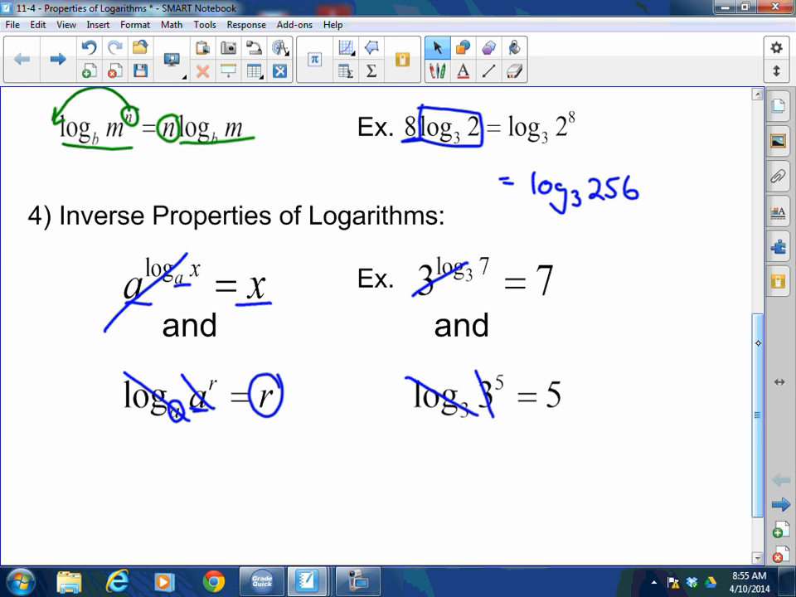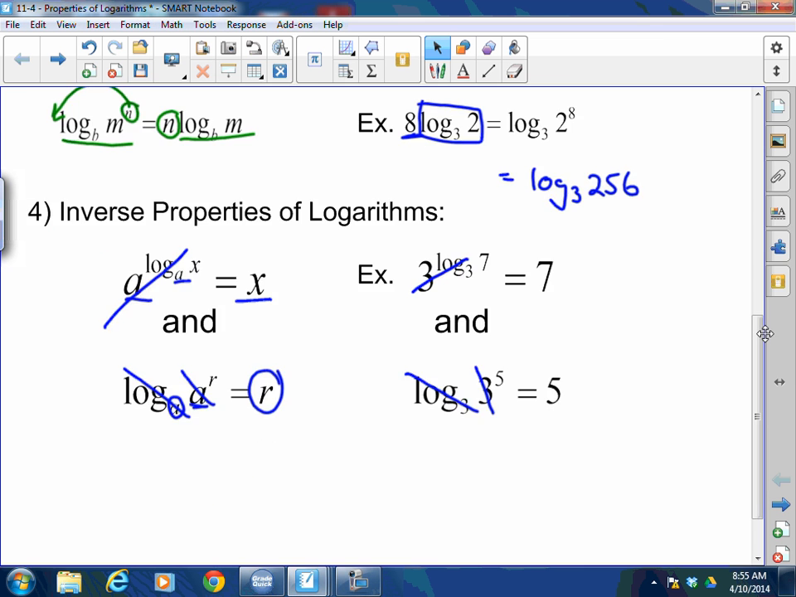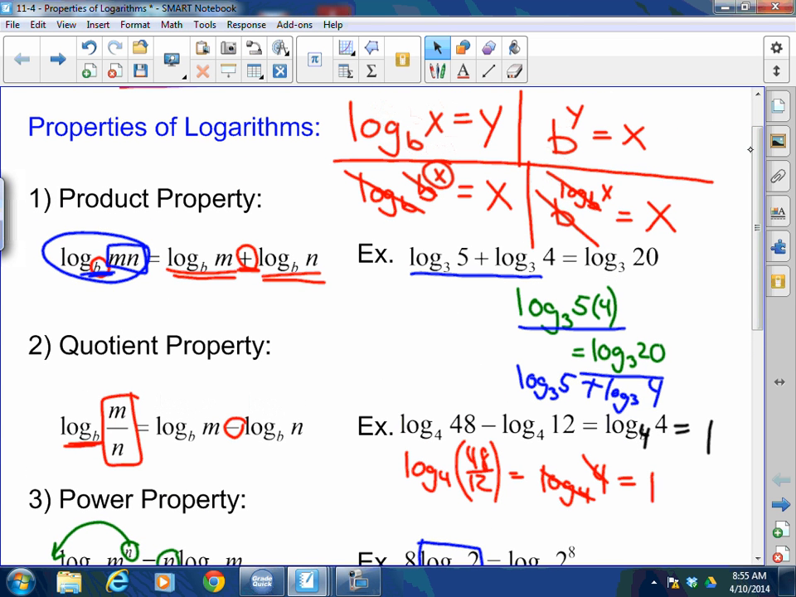Sir. Yes, sir. For the addition. Yes, for the multiplication. Product property.